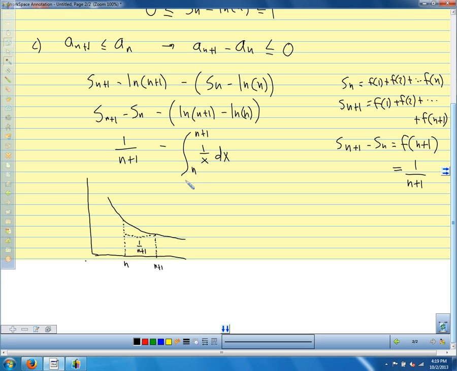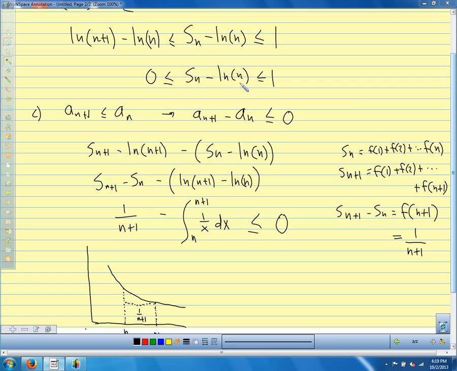The integral from n to n plus 1 of 1 over x dx is the area under the curve from n to n plus 1. So 1 over n plus 1 is a smaller quantity than the integral from n to n plus 1 of 1 over x dx. So I have a smaller quantity minus a larger quantity. This has to be less than or equal to 0. So we've demonstrated, based on our definition of the terms of this sequence, that the sequence is decreasing. We've shown that it's bounded. We've shown that it's decreasing, so we have a bounded monotonic sequence. So the sequence has to converge to a limit.